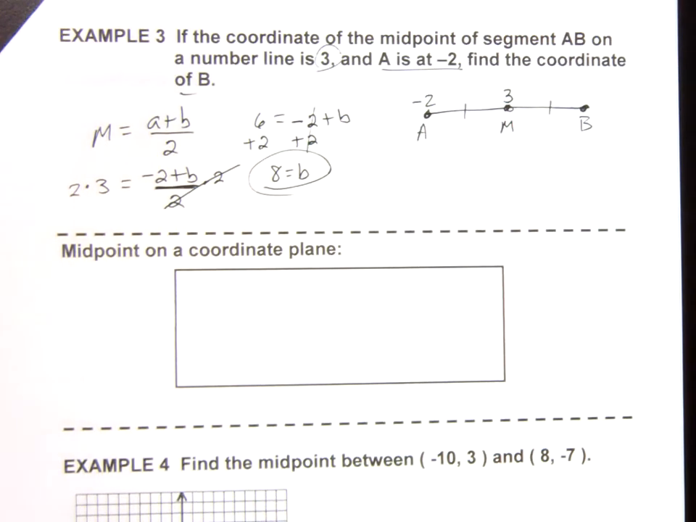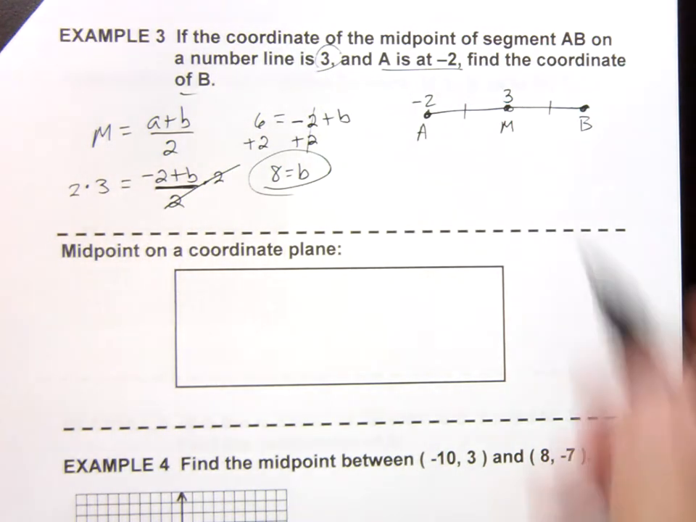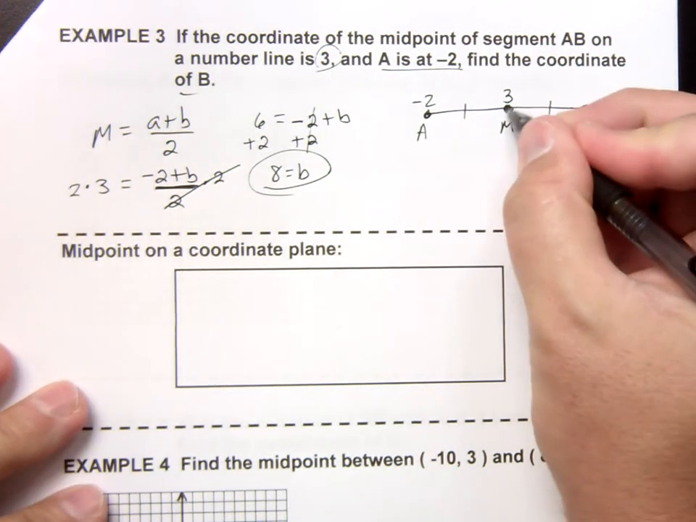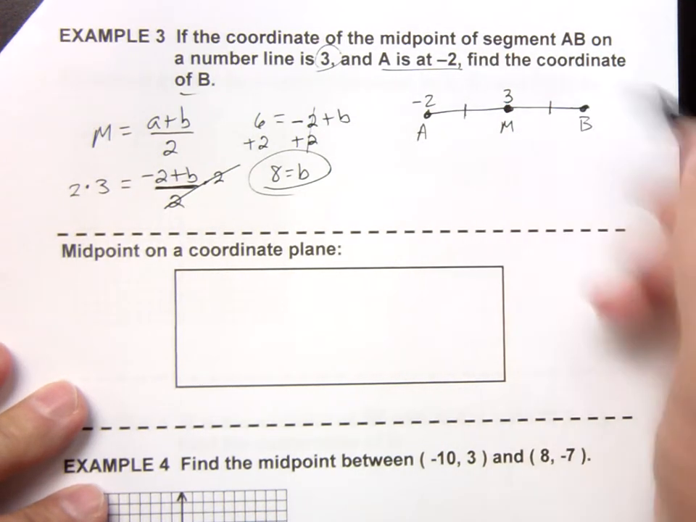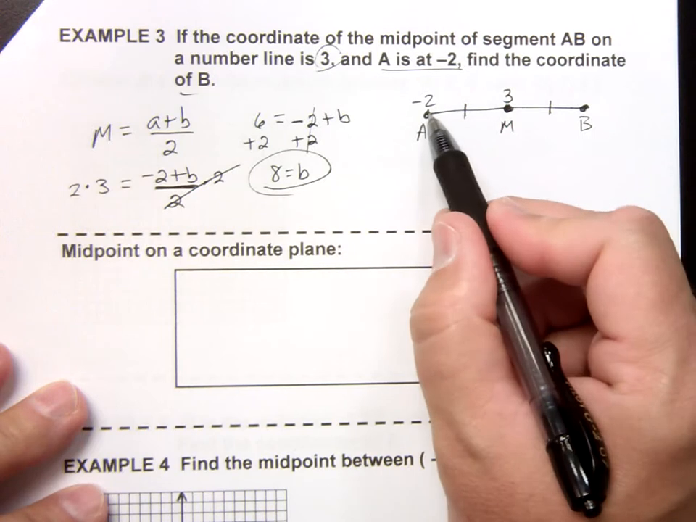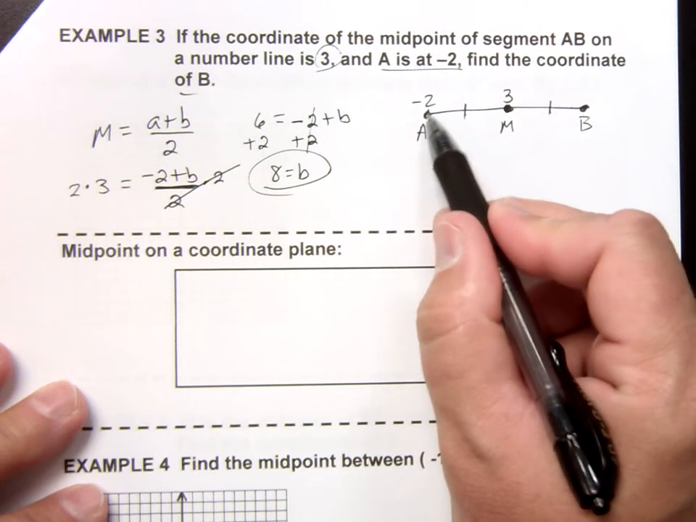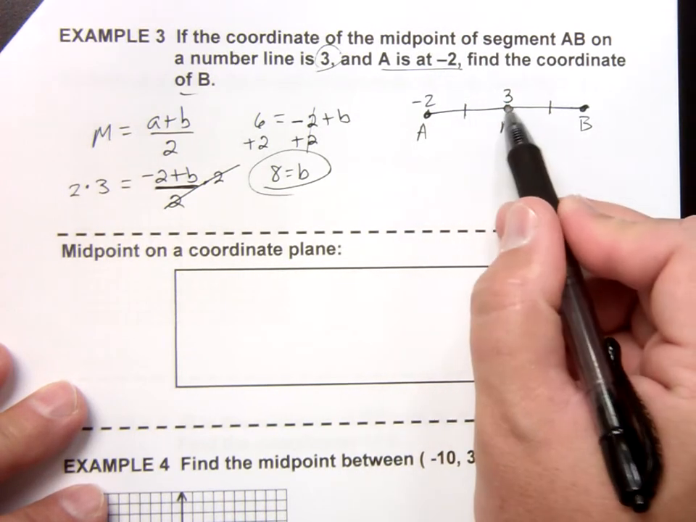Now I do believe that there is an easier way to do this. It can be done through the formula just like I showed you, but I think there's an easier way. Understand that the midpoint is right in the middle of this line segment. These two segments are congruent, so M is exactly halfway from A to B. So whatever the distance is from here to here, it's the same distance from here to here.